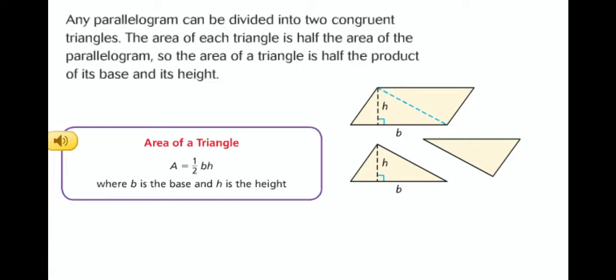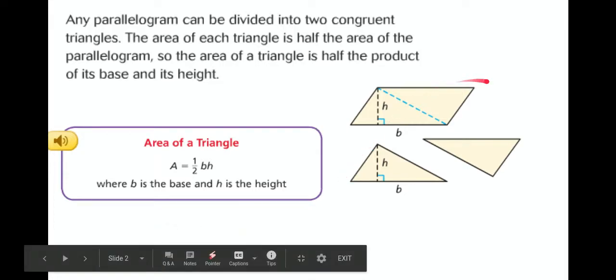All right, first up, any parallelogram can be divided into two congruent triangles. We learned what a parallelogram was last time. It's just a four-sided polygon that has pairs of parallel sides that are opposite from each other. So that could be a square, a rectangle, or just a regular parallelogram. The area of each triangle is half the area of the parallelogram. So the area of a triangle is half the product of its base and its height.